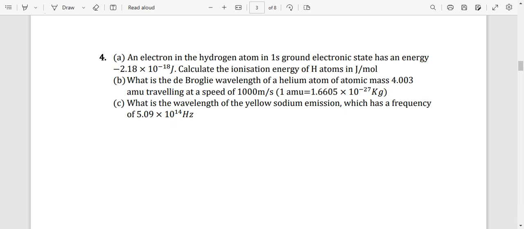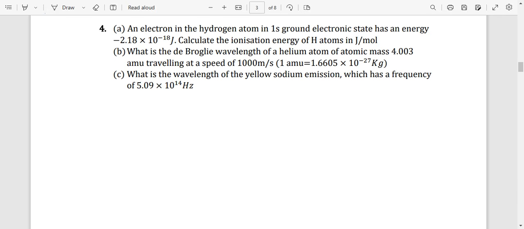I'll allow you to answer this one because it's basically the same. Okay, let's answer this one. It looks interesting. An electron in the hydrogen atom in the 1s ground electron state has an energy of negative 2.18 times 10 to the power negative 18 joules.